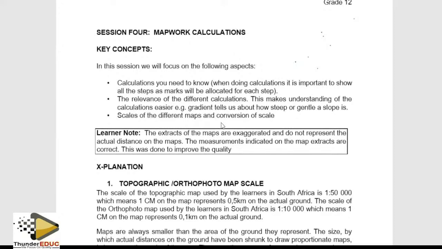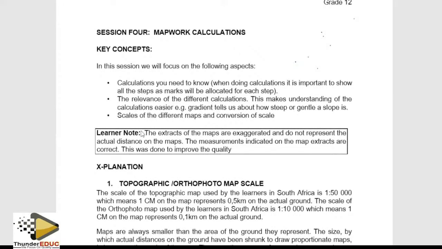Remember, when you're dealing with the gradient, we know that the smaller the number, the steeper the gradient. The bigger the number, the gentler the gradient. So by understanding all those concepts, knowing the value, knowing why you're calculating, it becomes easier for you to be on track. You will not lose track at all.